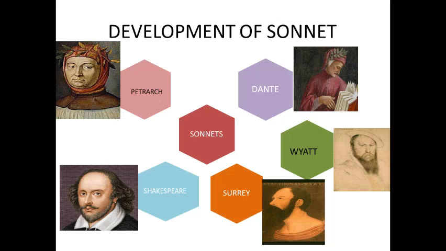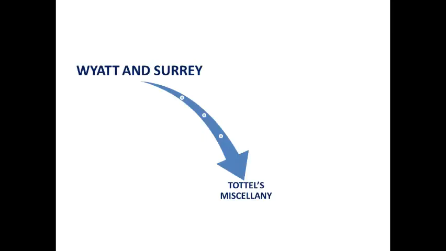After Dante, it was Petrarch, who lived between 1304 and 1374, who started writing the sonnets, and it was brought into England by two people named Wyatt and Surrey. Now, when Wyatt started writing in England, he was basically copying Petrarch. The style of his writing was all from Petrarch, but his sonnets were not published until 1557. That was something like 15 years after his death, and they were published in a collection of poems known as Tottel's Miscellany.